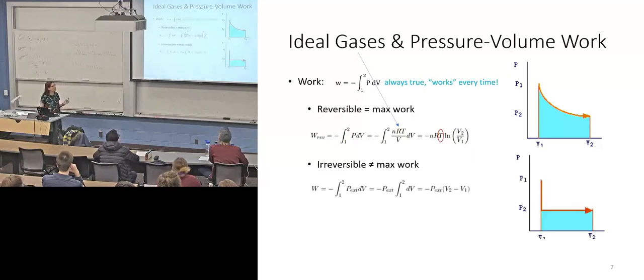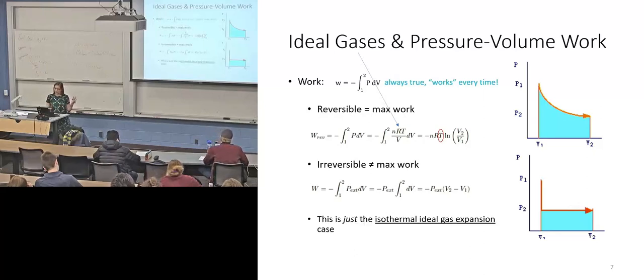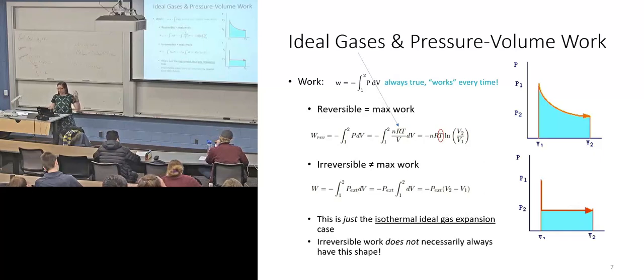So you can't just read the cue words in the problem, you have to know what's really going on, okay? And then again, irreversible represents less than the maximum amount of work. Maybe it looks like this shape. It doesn't have to. This is the only example I'll ask you to do in a quantified way. Everything else will be more conceptual. So this is just the isothermal ideal gas expansion case, and it doesn't always have to look like that.